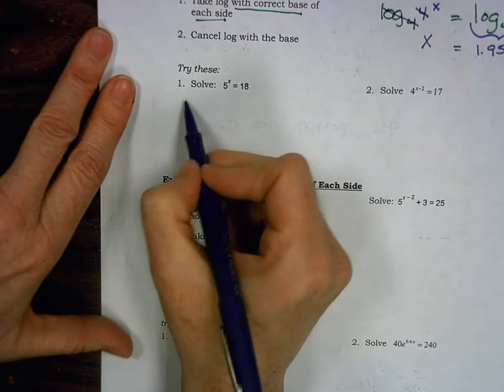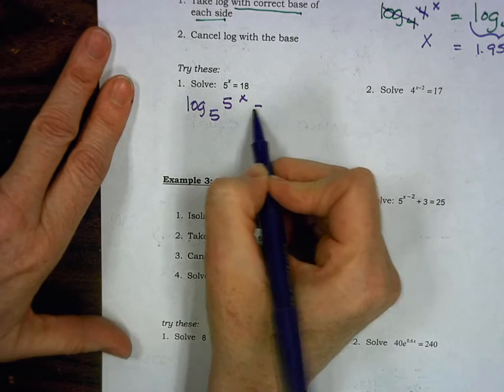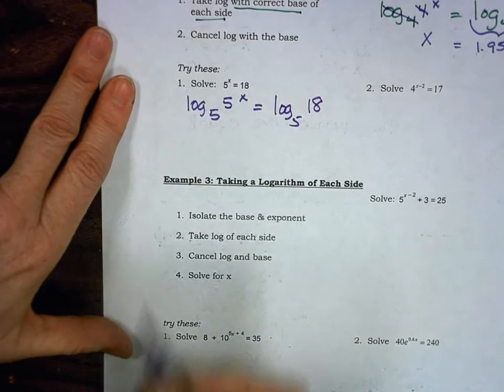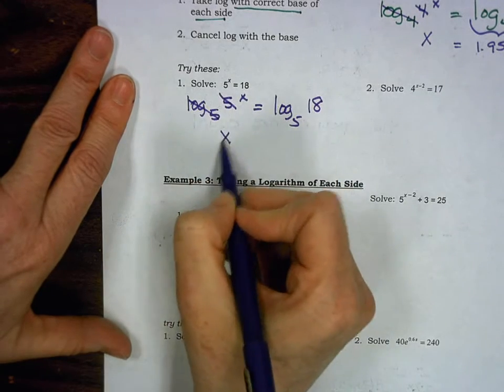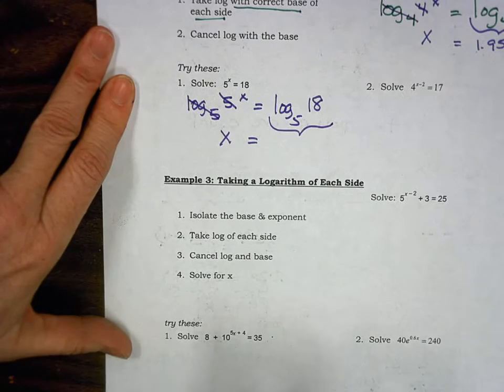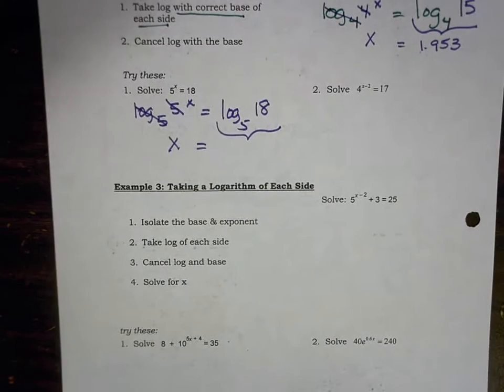So just to set you up, what would I do here? I would take the log base 5 of the left side is equal to the log base 5 of the right side. And I'm going to get x equals whatever this number is. So go ahead, try those two, see what you do. I'll have the answer up next class.